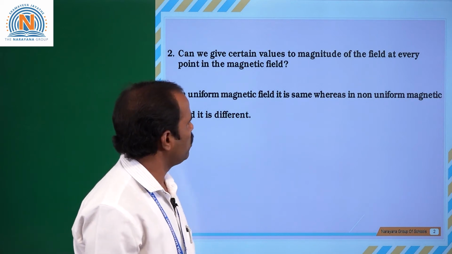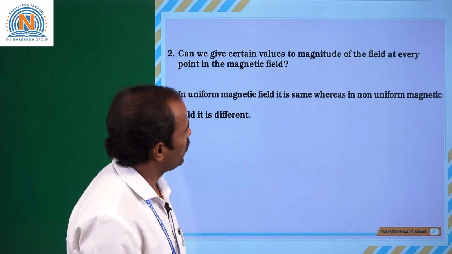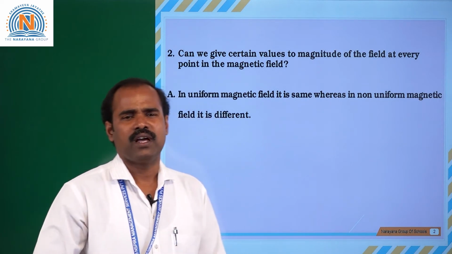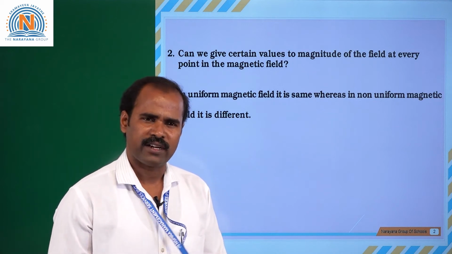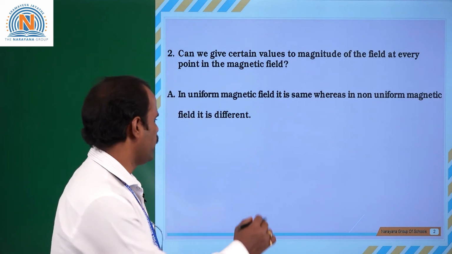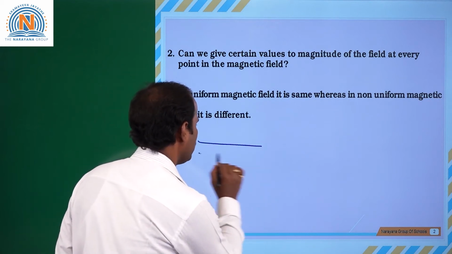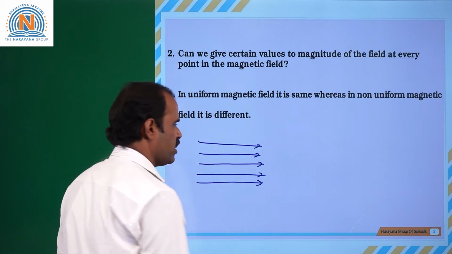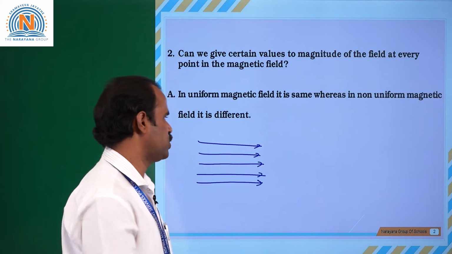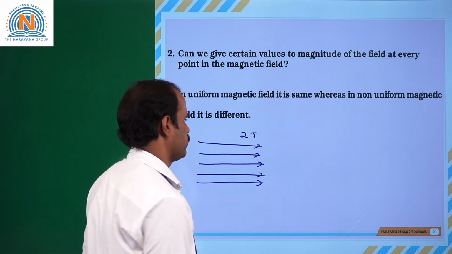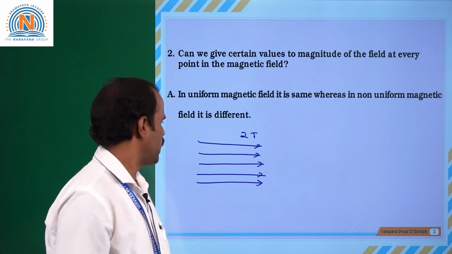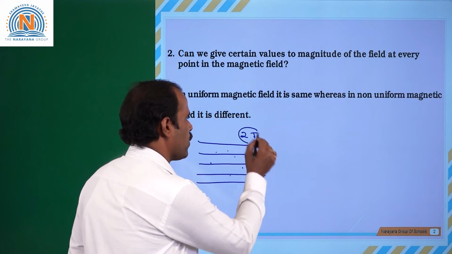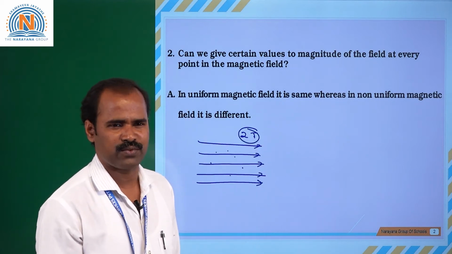Can we give certain values to the magnitude of the field at every point in the magnetic field? Yes, we can give the values for a particular point in a magnetic field. If the field is uniform, for a uniform field, the magnetic field strength value is constant, a fixed value. For example, 2 Tesla. Everywhere inside the field, at any point, this is the fixed value for a uniform magnetic field.